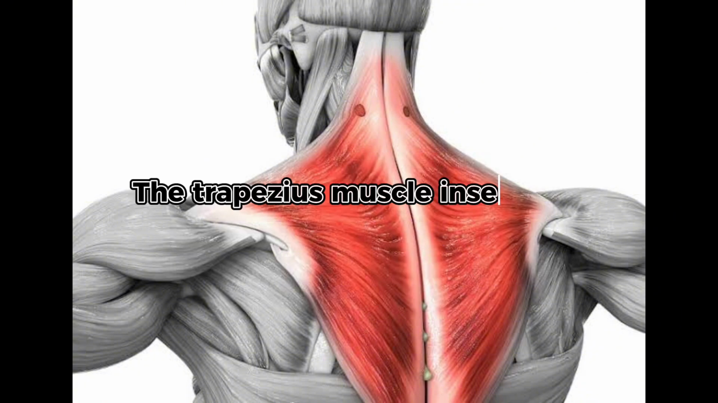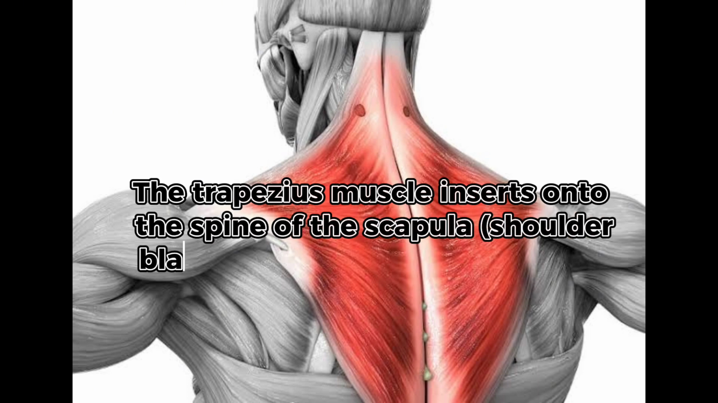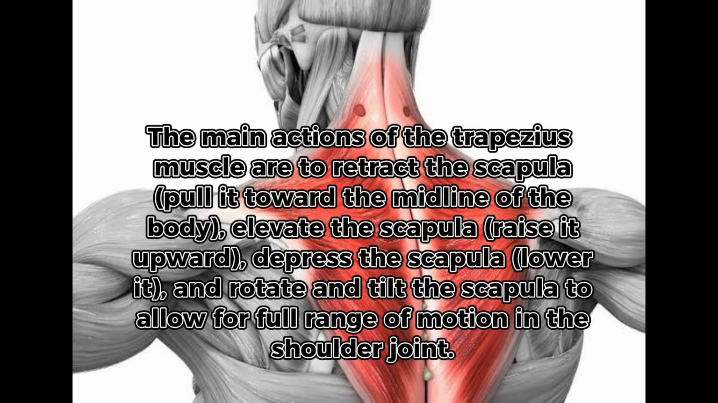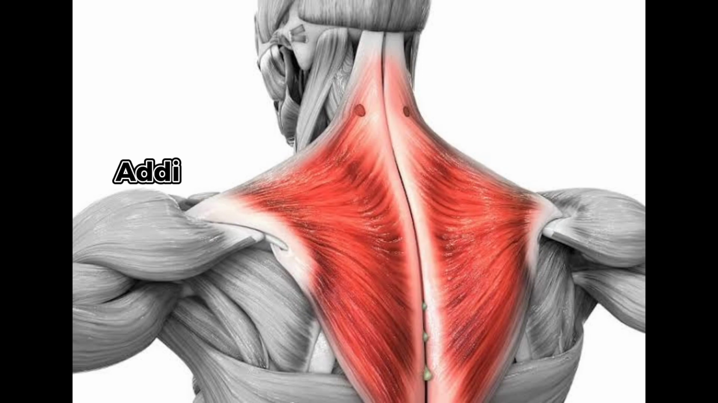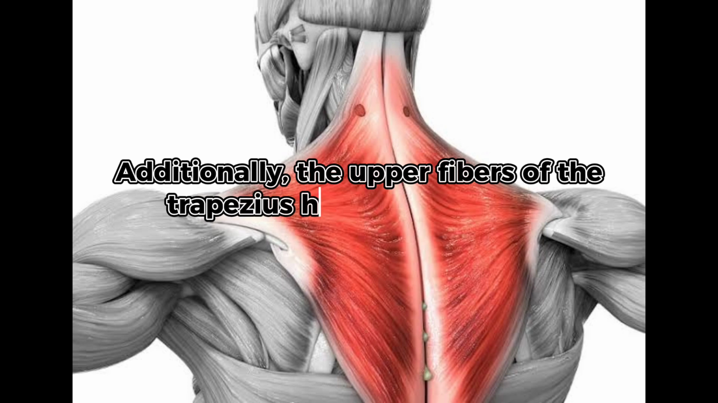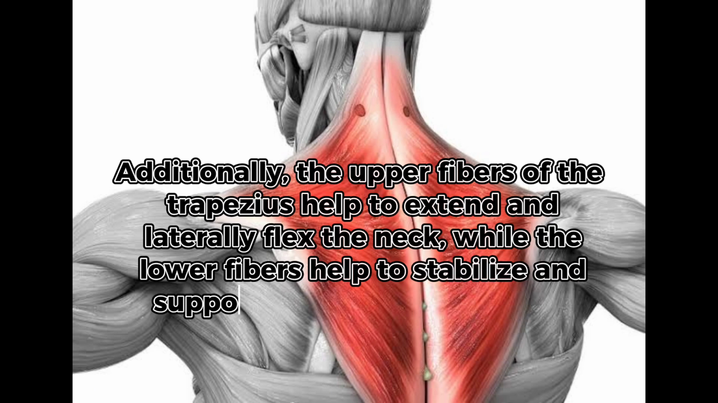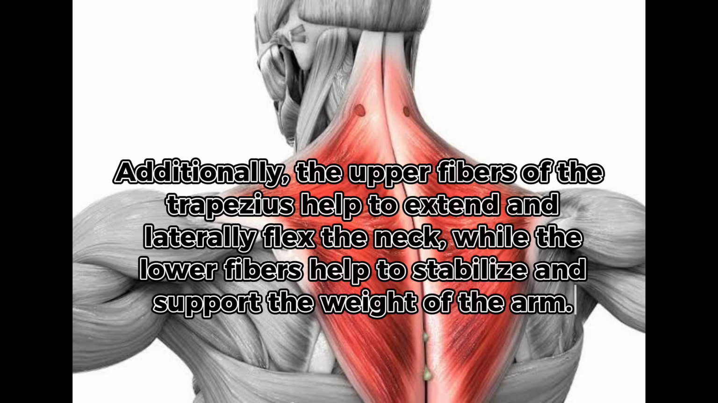The trapezius muscle inserts onto the spine of the scapula or shoulder blade and the lateral third of the clavicle or the collarbone. The main actions of the trapezius muscle are to retract the scapula, pull it toward the midline of the body, elevate the scapula, raise it upward, depress the scapula, lower it, and rotate and tilt the scapula to allow for full range of motion in the shoulder joint. Additionally, the upper fibers of the trapezius help to extend and laterally flex the neck, while the lower fibers help to stabilize and support the weight of the arm.